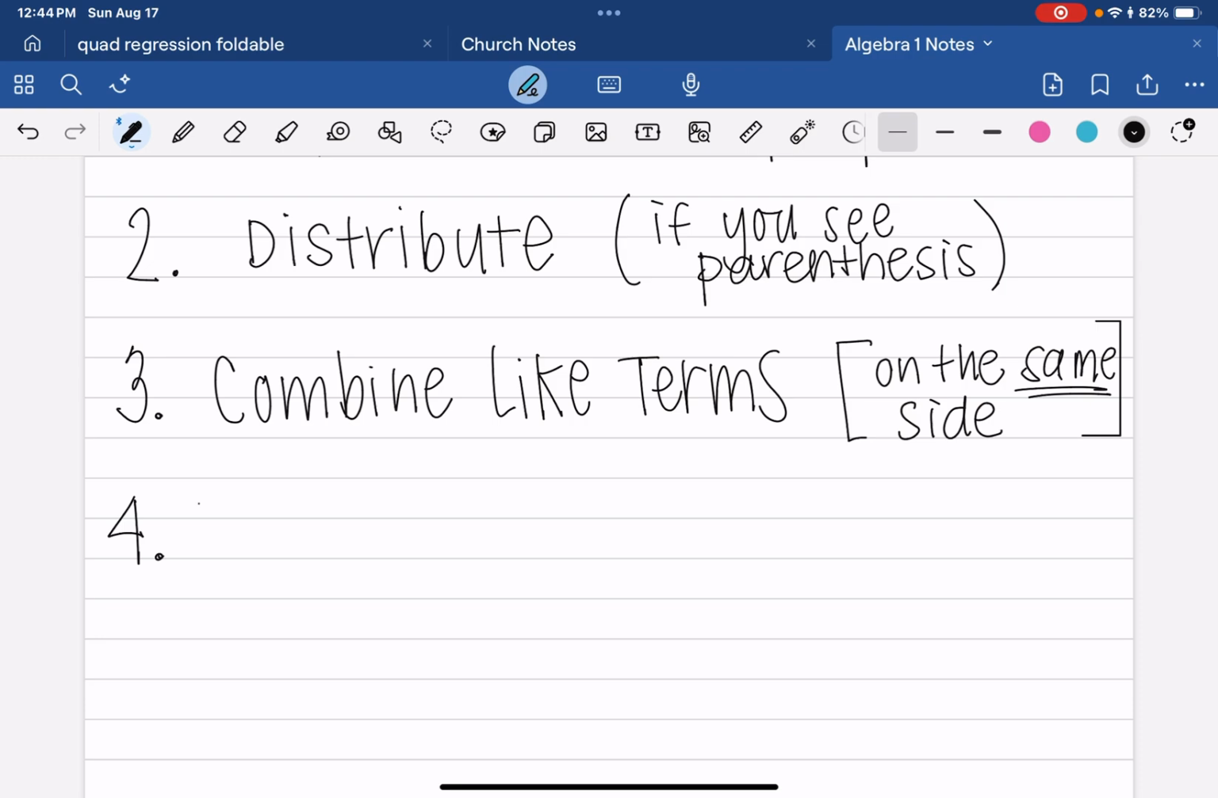This next one is we're going to move the variable. What's a variable? An unknown value of a number, so it's replaced as a letter. So we're going to move the letter to the left.